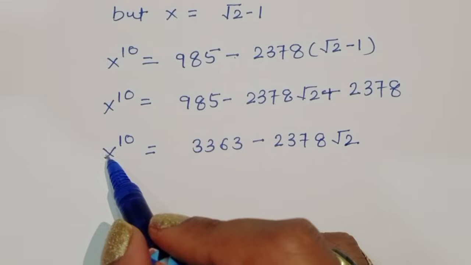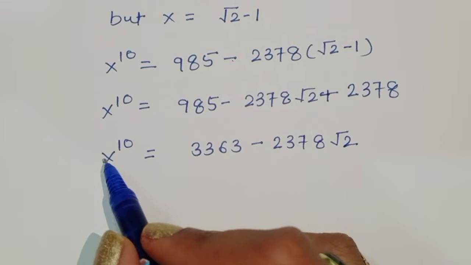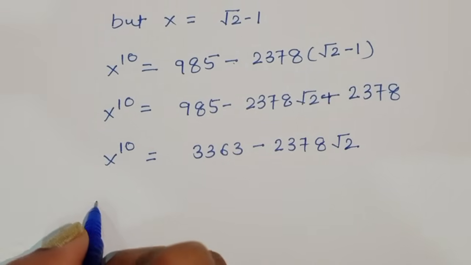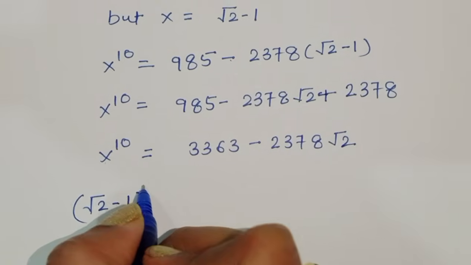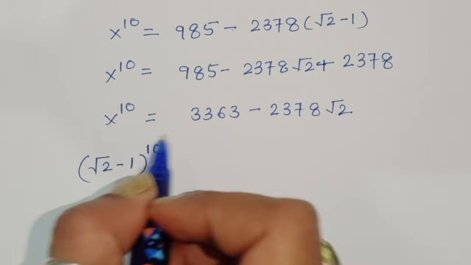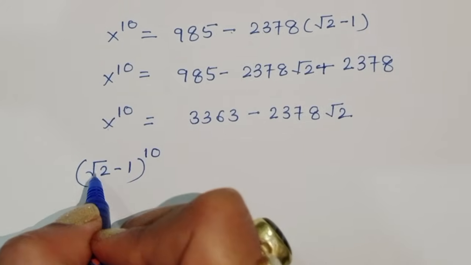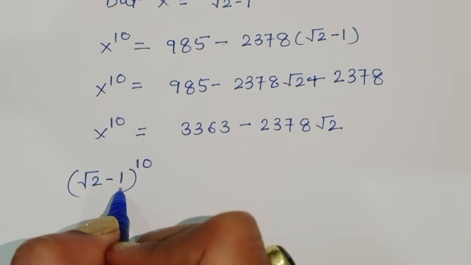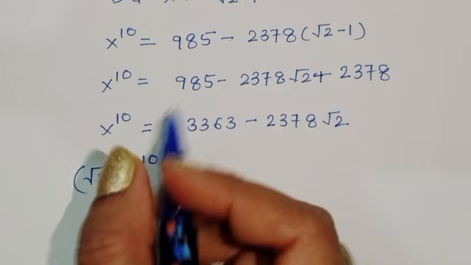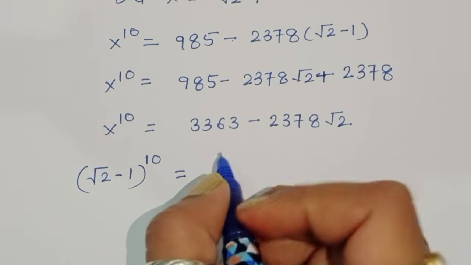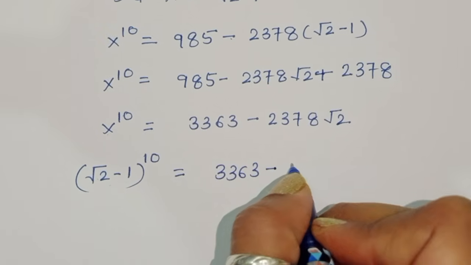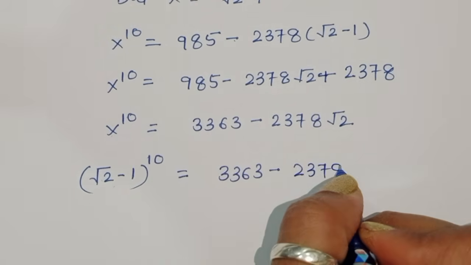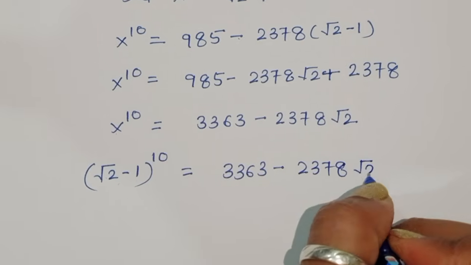Now x power 10, actually, is the square root of 2 minus 1 to the whole power 10. We can say this because we already considered that x is equal to square root of 2 minus 1, and x power 10 is equal to square root of 2 minus 1 to the whole power 10, right? So we got this value: 3363 minus 2378 square root of 2.